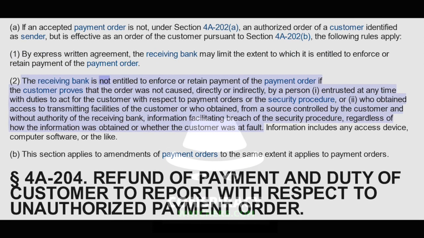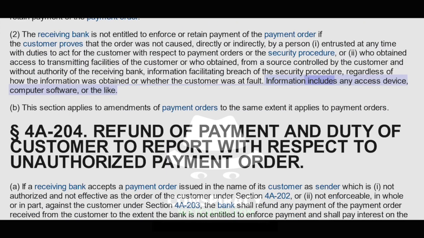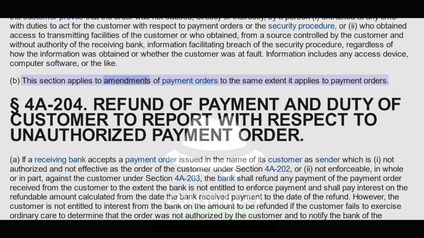The receiving bank is not entitled to enforce or retain payment of the payment order if the customer proves that the order was not caused, directly or indirectly, by a person entrusted at any time with duties to act for the customer with respect to payment orders or the security procedure, or who obtained access to transmitting facilities of the customer or who obtained, from a source controlled by the customer and without authority of the receiving bank, information facilitating breach of the security procedure, regardless of how the information was obtained or whether the customer was at fault. Information includes any access device, computer software, or the like. This section applies to amendments of payment orders to the same extent it applies to payment orders.